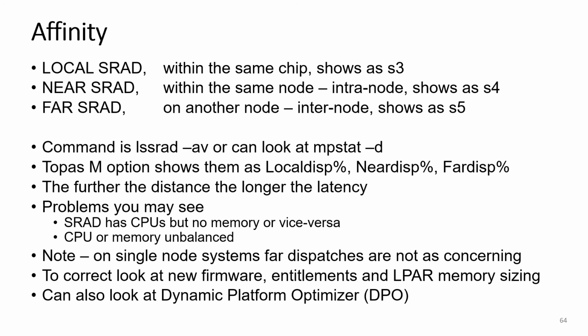And it has to do with these things called SRADs and affinity. Typically there are three terms that we use: local, near, and far. Local is within the same chip, and it will show as S3. Near is within the same node, so we call that intranode, and that shows as S4, and far is on another node, or internode. So this is for the 880s and above. It's similar on single node systems, but it's not going to be as big an issue.